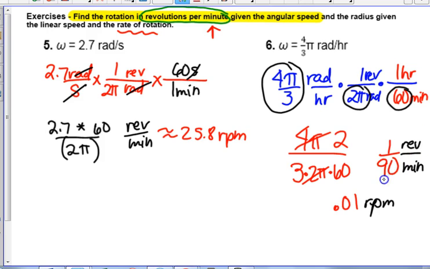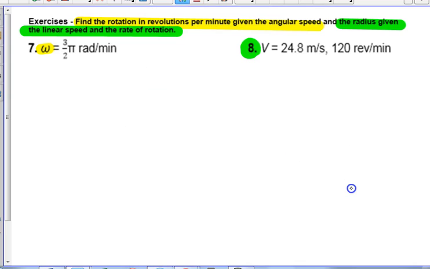That's pretty slow, huh? 1 revolution every 90 minutes. I know that's what it feels like some days. Like the second hand only goes around once every 90 minutes, or the minute takes like an hour and a half before it goes. Slows time down.